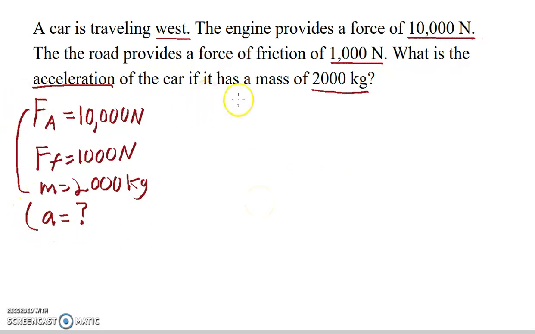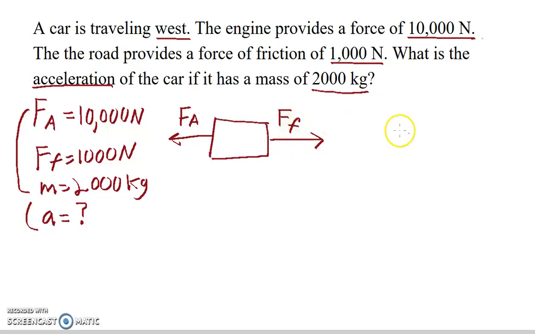You don't have to, but it might be a good idea to draw a free body diagram. Just draw a picture of what's happening. So draw your block. What do we have? We have an applied force. It says it's going west, so the applied force must be west. The force of friction, well, it doesn't say which way it's going, but if the car is being pushed west, the force of friction is going to try to oppose that. So the force of friction will be opposite, like that.